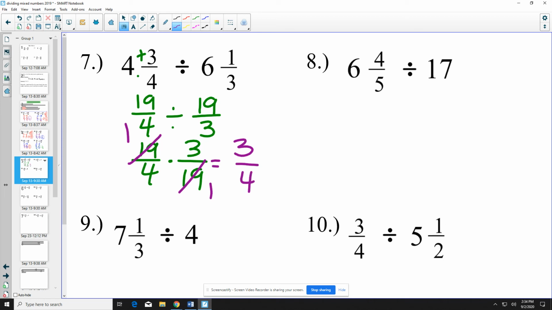All right, let's try number 8. Write 6 4/5 divided by 17. After you write this problem, I want you to pause the video and try this on your own. When you get done, hit play and check your answer.